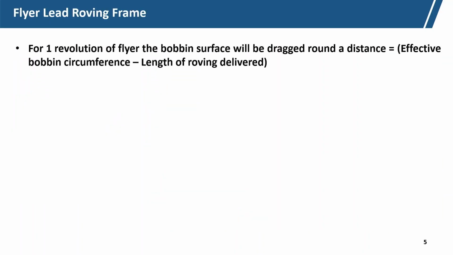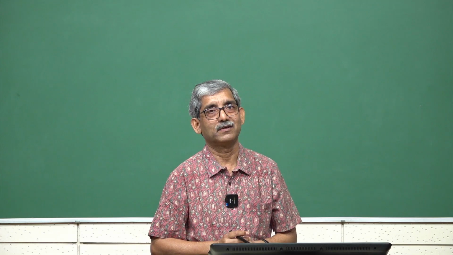For one revolution of the flare, the bobbin surface will be dragged by one round rotation. Okay. So, that means, if there is no delivery, that is, the length of delivery is 0, then the flare will drag the bobbin a full one revolution.